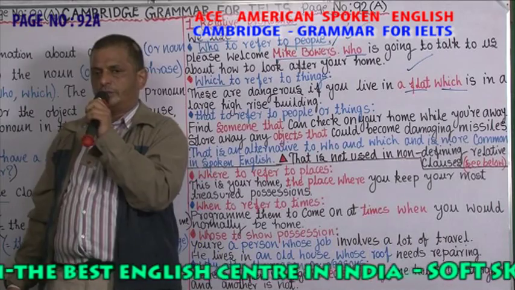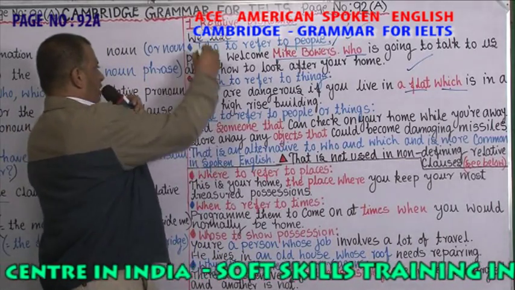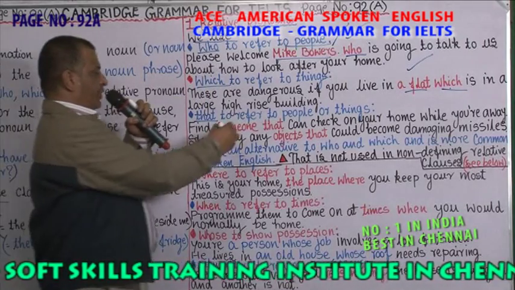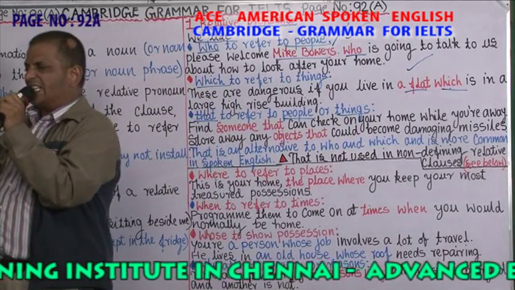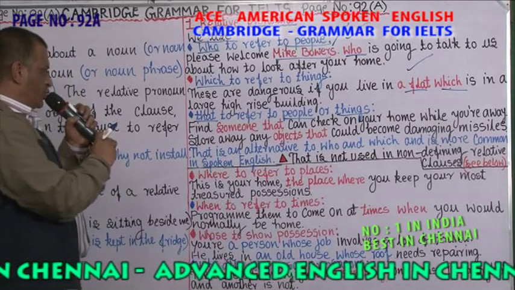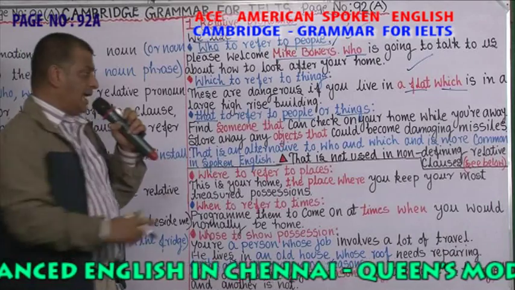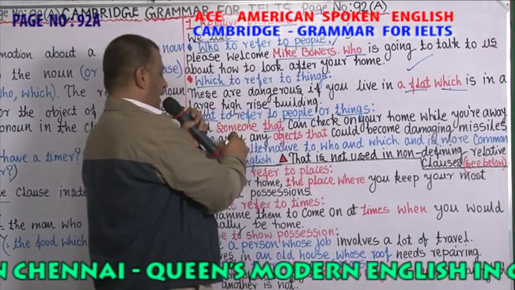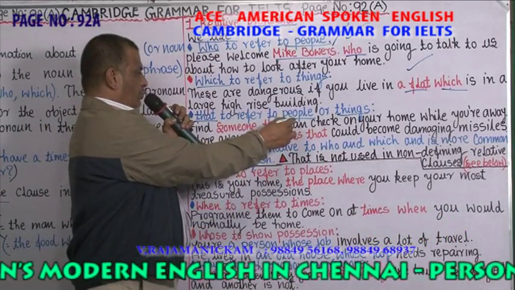Who and which. Now coming here, that. We have finished who, we have finished which, we have come here to that. That refers to people. That not only refers to things, it also refers to people. For example, find someone that can check on your home while you are away.